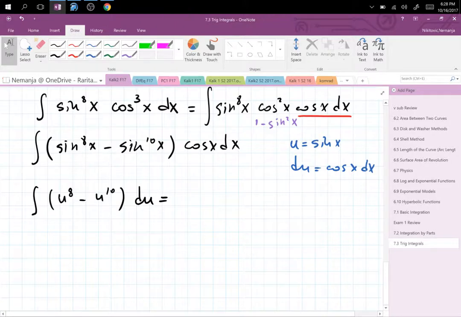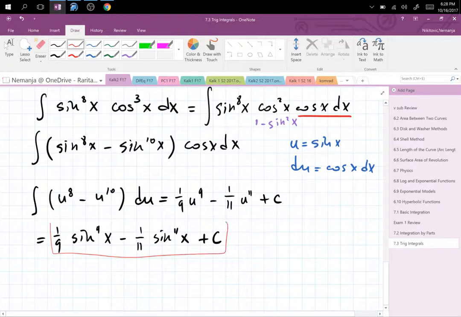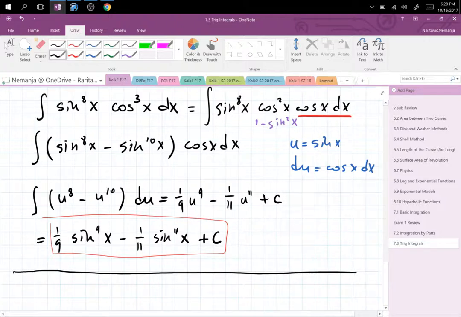So now, basic integration. We have 1 over 9 u to the 9 minus 1 over 11 u to the 11 plus c, and then go back to x: 1 over 9 sine to the 9 x minus 1 over 11 sine to the 11 x plus c. If you don't believe me that this is the answer, go ahead, take the derivative, and you will see it will work out fine. It will, yes, that's how you check integration.